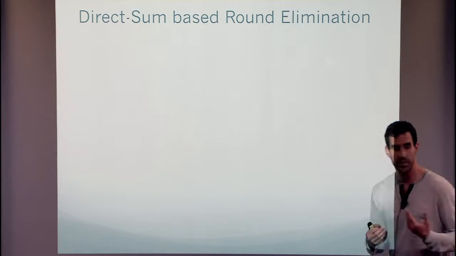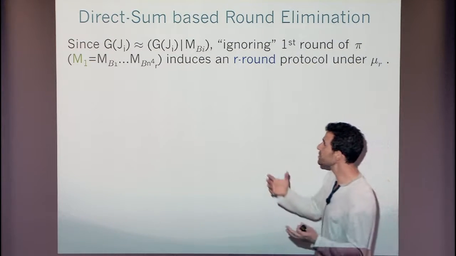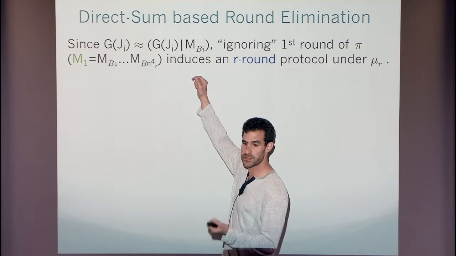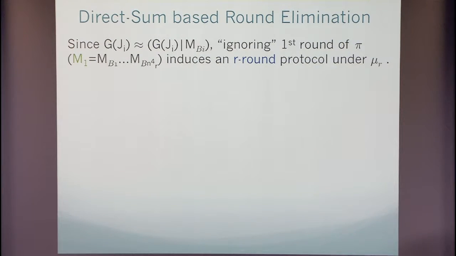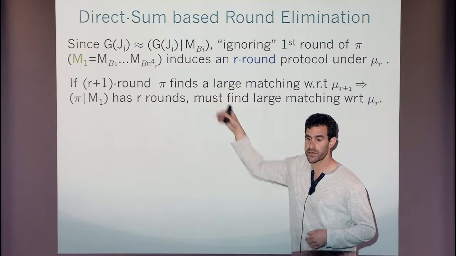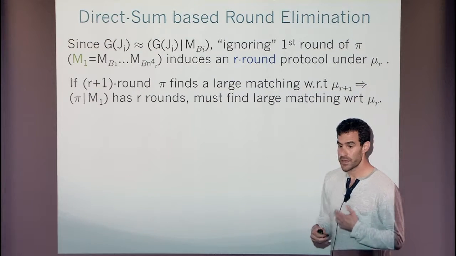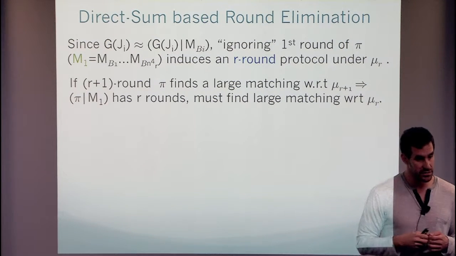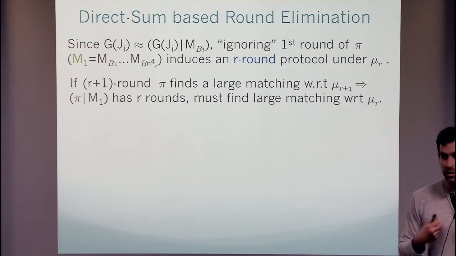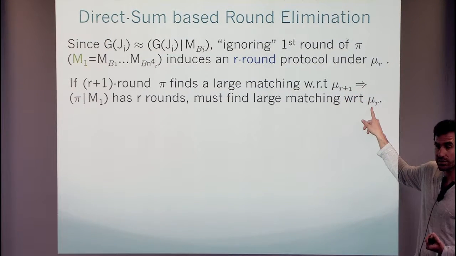So this suggests kind of a direct sum-based round elimination argument, which I'll only mention briefly. So what's the intuition? The intuition is as follows. We know that conditioning on the first message of the protocol doesn't change the distribution of the hidden graph by much. So what the players can do is take the R plus 1 round protocol, somehow sample the first message of this protocol using public randomness, wasting no communication at all. And they know that this message doesn't change the distribution of the hidden graph by much. And then they will just execute the remaining R rounds of the protocol on their input so as to produce a large matching under the distribution mu R of their hidden graph.